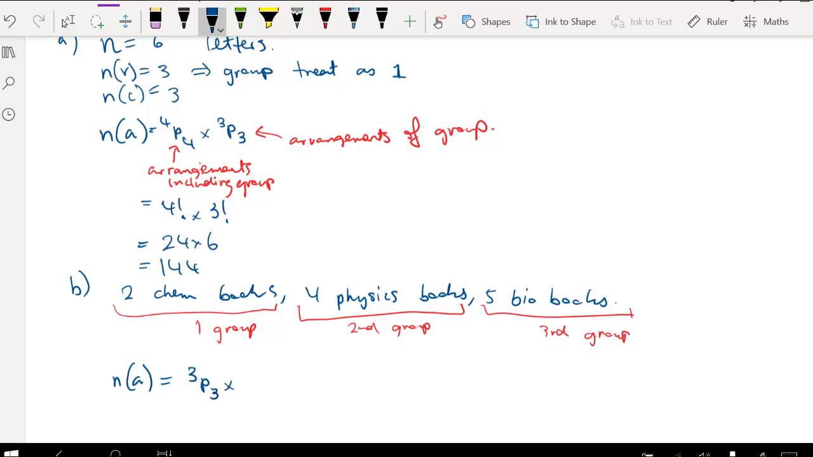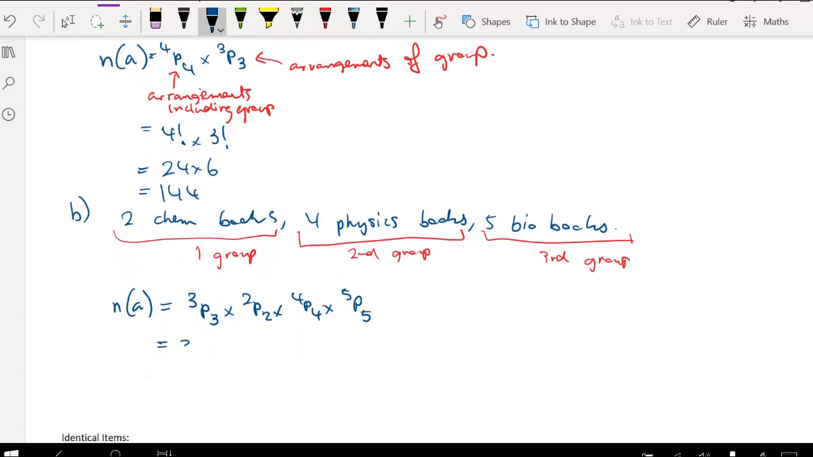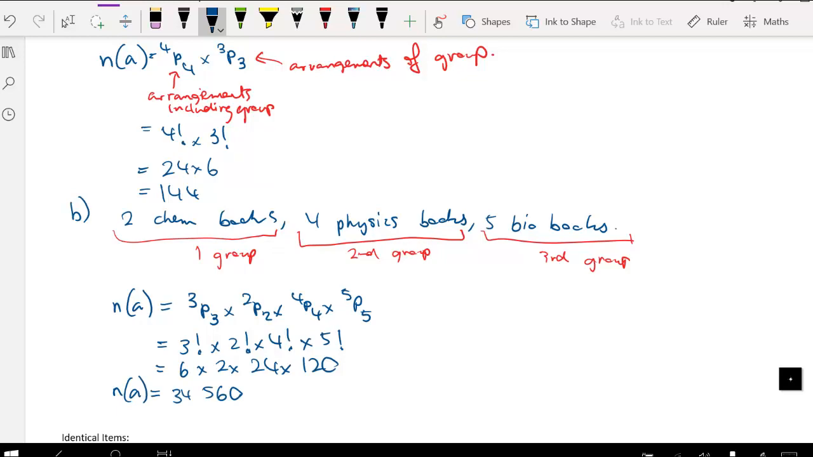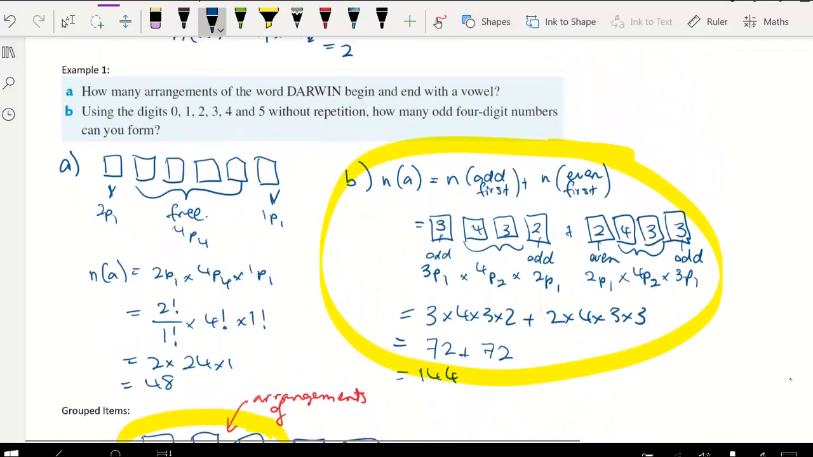Then multiplied by the number of ways we can arrange the chem books, so that's 2P2. The number of ways we can rearrange the physics books is 4P4, and the number of different ways we can rearrange the bio books is 5P5. So the total number of possibilities will be 3 factorial multiplied by 2 factorial by 4 factorial by 5 factorial, and that is 6 by 2 by 24 by 120, which is 34,560 different arrangements.